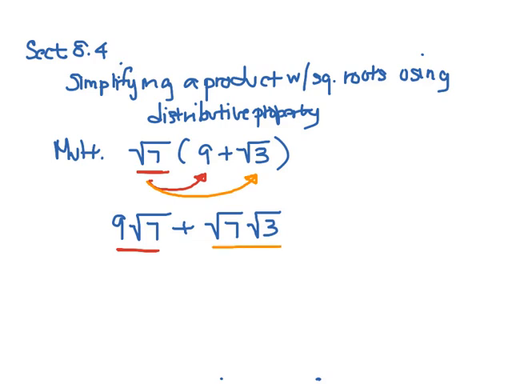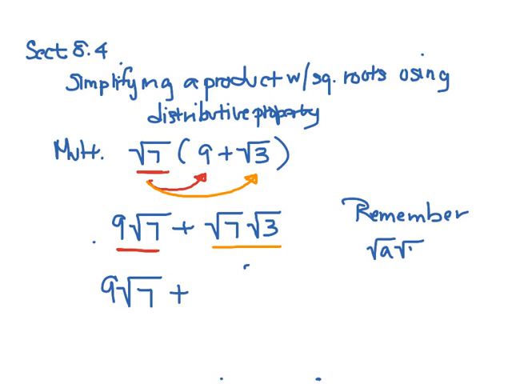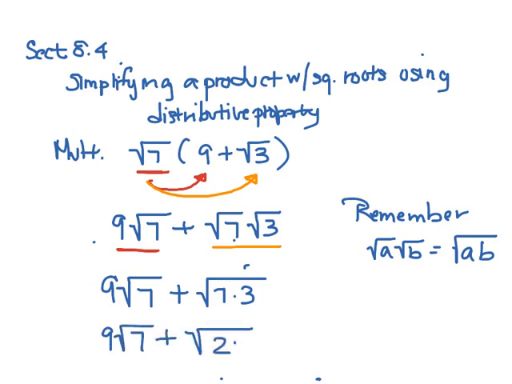Okay? I'm not quite done yet because I've got this multiplication of a square root out here, but this I can't do anything with, so I'm just going to rewrite that as 9 times the square root of 7 plus, remember in general, right, the square root of a times the square root of b equals, that all goes under the square root sign, so square root of ab. So this is the same as the square root of 7 times 3, which is 9 times the square root of 7 plus, and then this is just the square root of 21. Okay, so that's pretty straightforward.